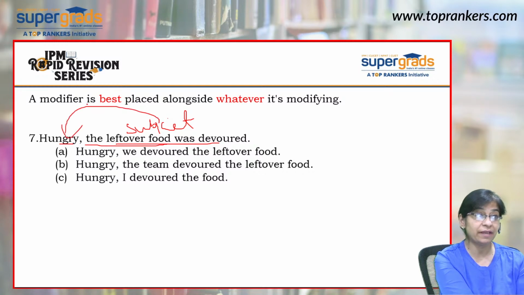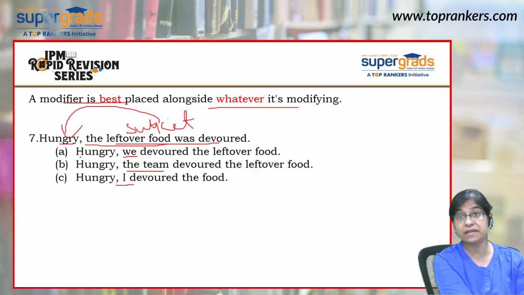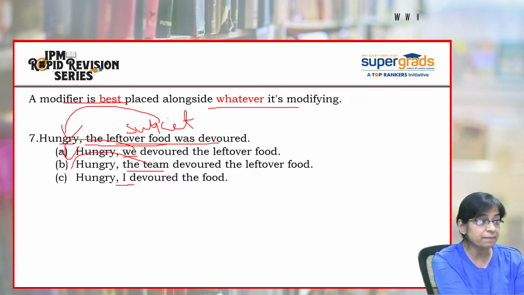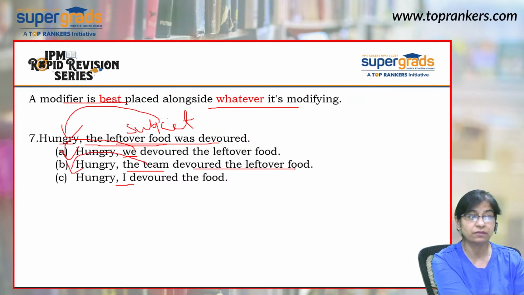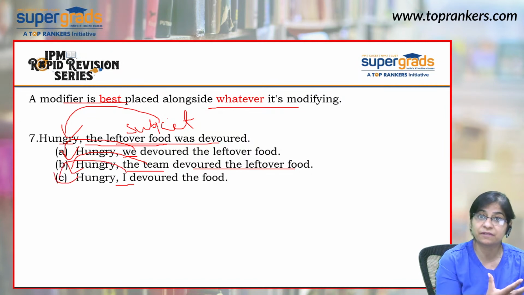Because according to my logic, we're saying that a modifier should be placed alongside whatever it is modifying. So how about we give a subject to the sentence? Say, hungry, we devoured the leftover food. Now see, who was hungry? We were hungry. So we, being hungry, devoured the leftover food. Or maybe you could say the team. The team, being hungry, devoured the leftover food. Or how about I? Well, I have written three subjects. I've given three different subjects to the same structure.